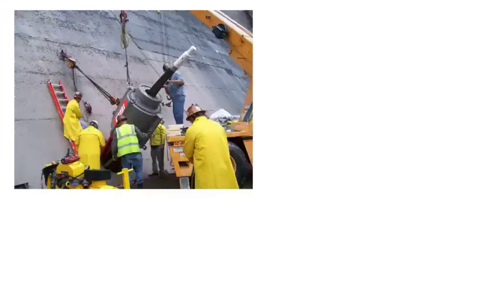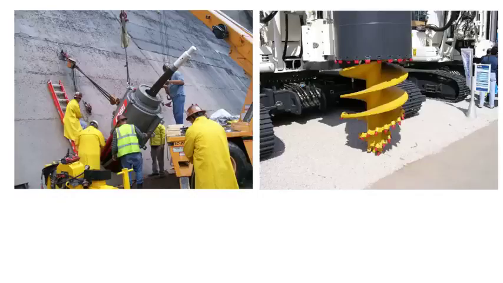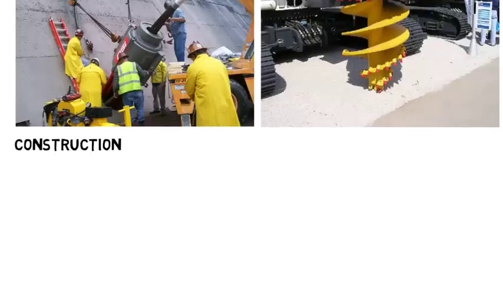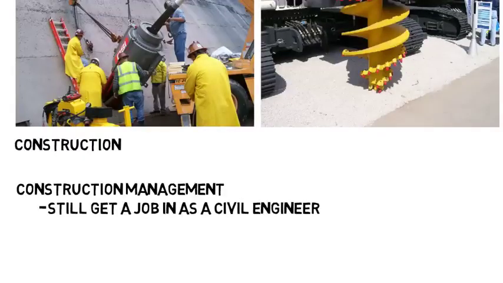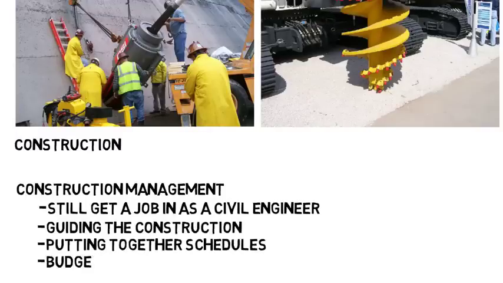Then, if you want to be the one who puts on the hard hat and does all the hands-on work with the machines and physically builds the structures, then construction will be better for you. But then there's also construction management, which you can still get a job in as a civil engineer. Construction companies will hire civil engineers because of their technical background. Construction is the hands-on part, but construction management is more about guiding the construction, putting together schedules, budgeting, and figuring out how all the pieces will come together.